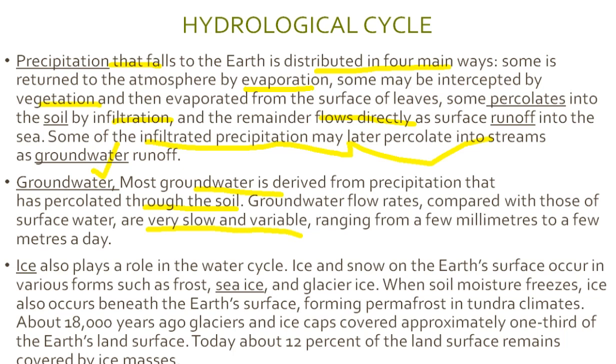So the last is ice. Ice also has a role to play in the water cycle. Ice and snow on the earth's surface occur in various forms such as frost, sea ice, glacier ice. But when soil moisture freezes, ice also occurs beneath the earth's surface, forming permafrost, which is a typical feature of tundra climates. You know, guys, about 18,000 years ago, glaciers and ice caps covered approximately one-third of the Earth's land surface. But today, about 12% of the land surface remains covered by ice masses.